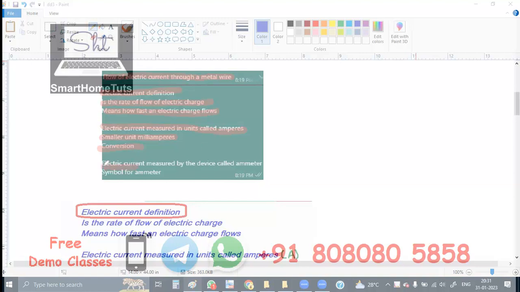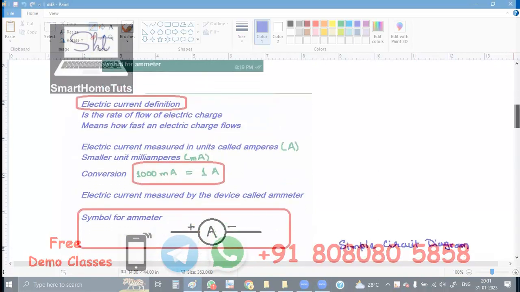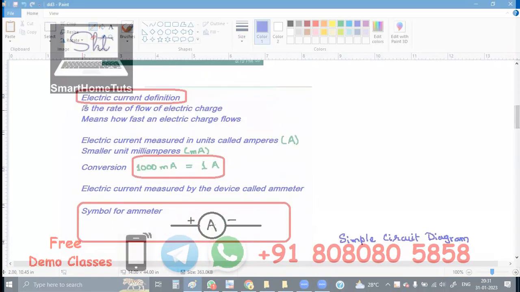Electric current is measured by the device called an ammeter. I'll also draw the symbol of this ammeter. Electric current definition: rate of flow of electric charge, meaning how fast the electric charge flows. It is measured in the unit called amperes. Its symbol is capital A. There are smaller units, milliamperes. The conversion is 1000 milliamperes equal to 1 ampere.